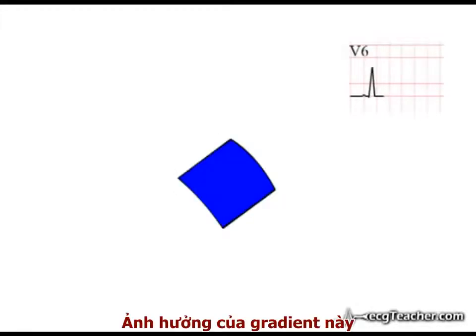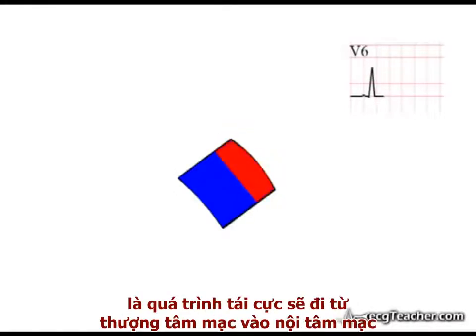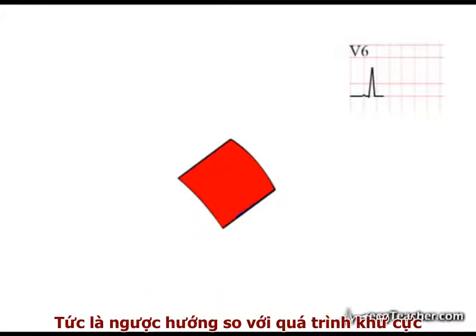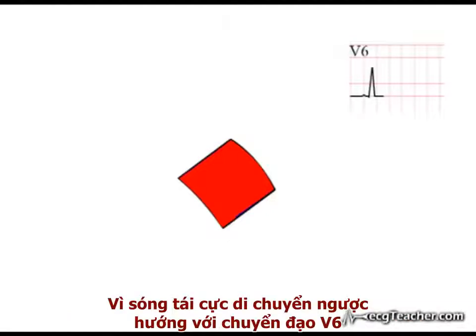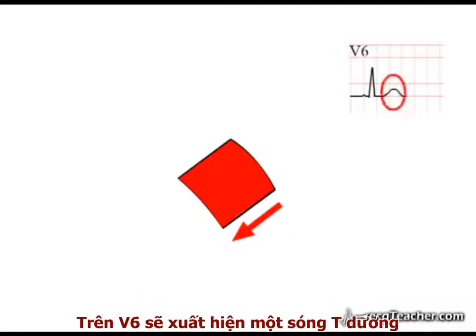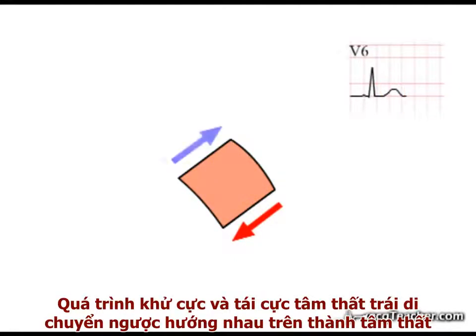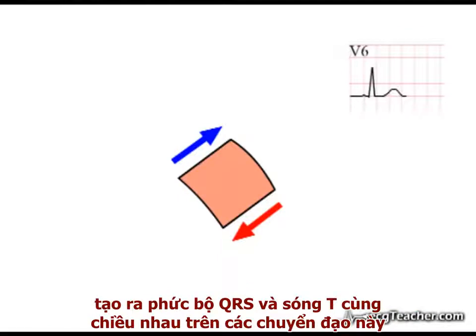The net effect of this gradient is a progression of repolarization across the wall, moving in the opposite direction to the depolarization wave. As repolarization is moving away from the lead, a positive T wave is produced in V6. This is the normal situation in the left-sided chest leads. Left ventricular depolarization and repolarization moving in opposite directions in the ventricular wall, producing concordant QRS complexes and T waves in these leads.